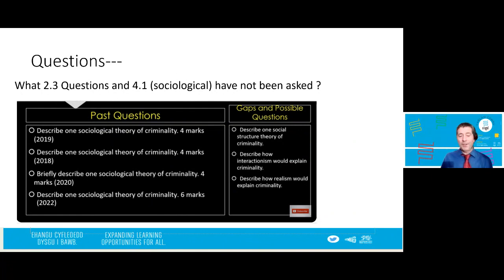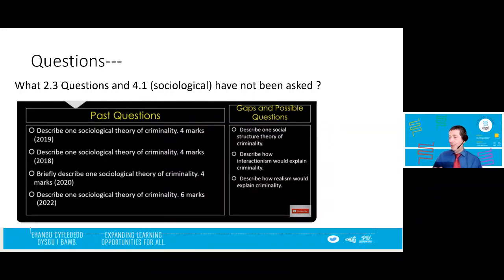Well, social structure theory would be functionalism or Marxism, the structure of society. Theories that focus on the structure of society would be functionalism or Marxism. So if that comes up, remember what they're asking there. Describe how interactionism would explain criminality. Yes, I did point that out to you when I went over it. They haven't asked that particular question.